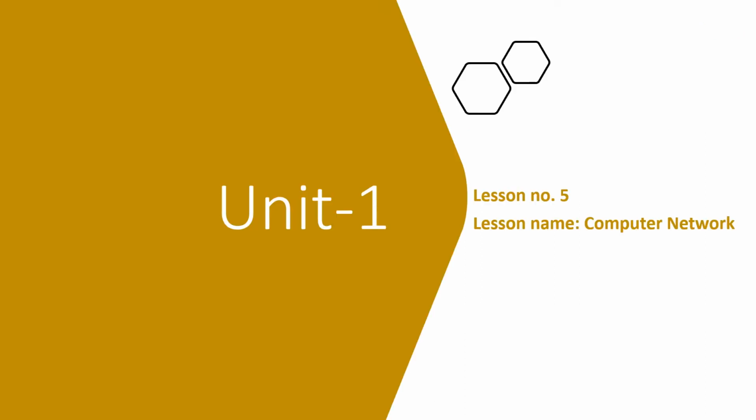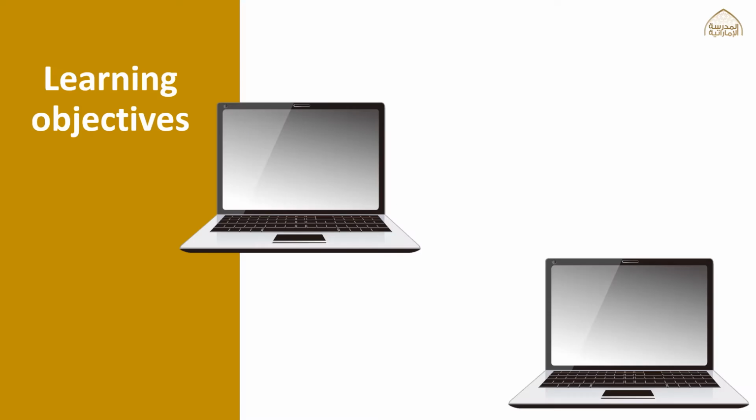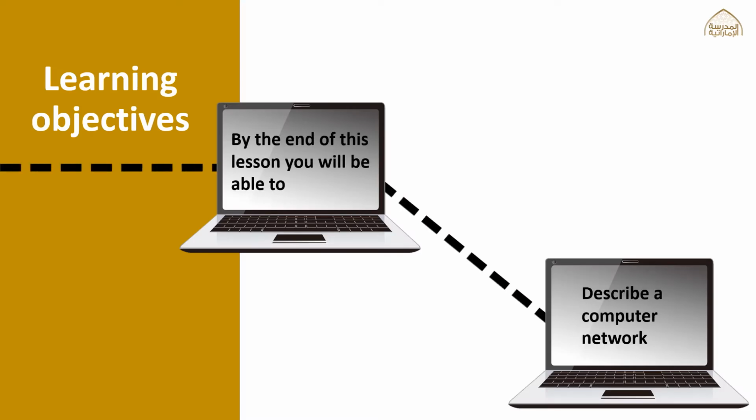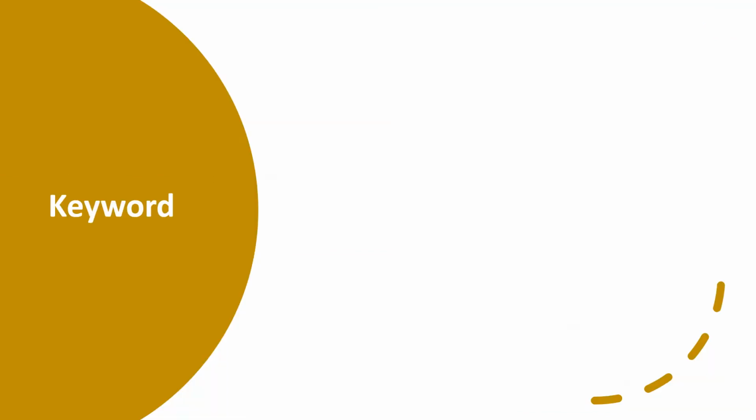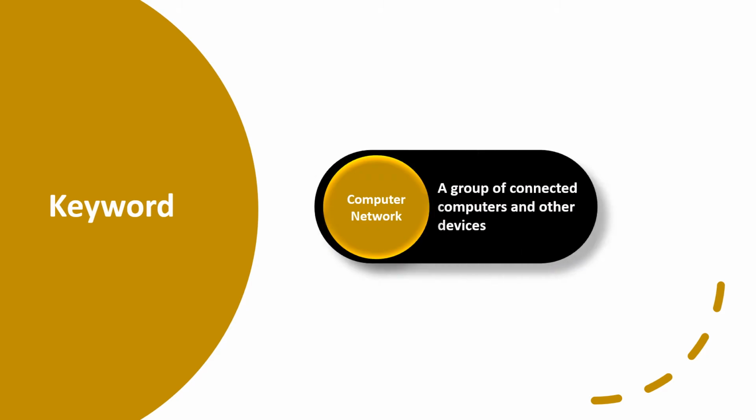Today we are going to study lesson number 5 from our unit 1. The name of our lesson is Computer Network. Objectives. By the end of this lesson, you will be able to describe a computer network. Our keyword for today is computer network. Computer network is a group of connected computers and other devices.